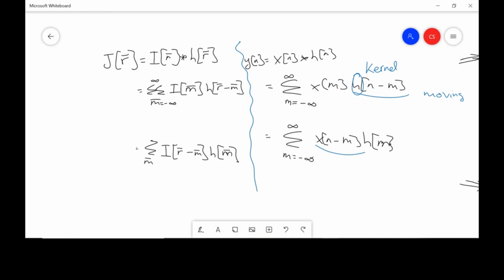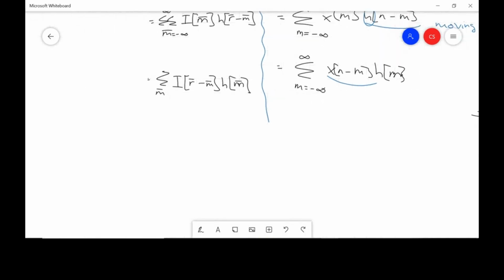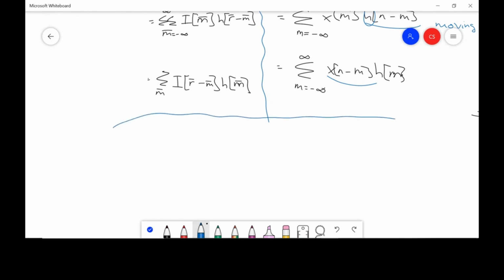Okay, what about continuous images? So for continuous images, these are for discrete images. What about continuous? Let us do it in 1D. We know better. The idea is to have the same kind of expressions that we have there, but now they have to be integrals instead of summations.